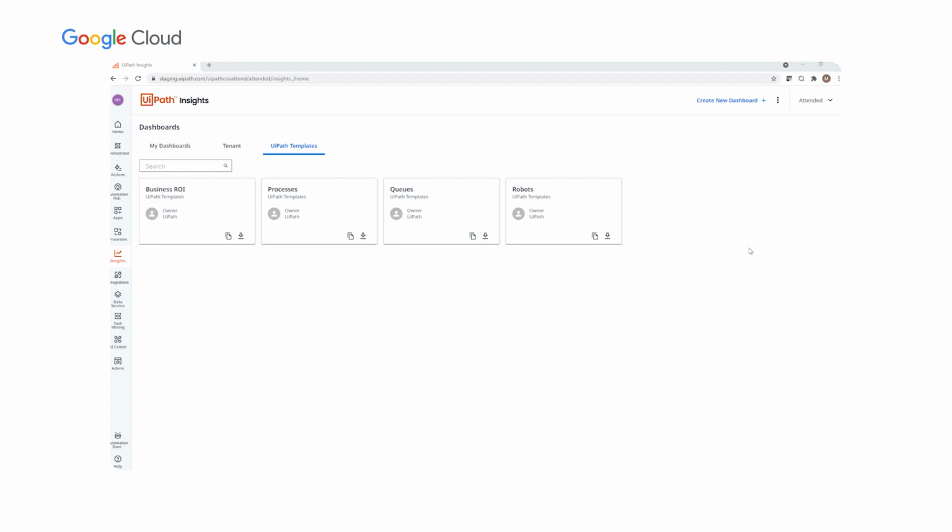All right, and this is the homepage of Insights. So by default, we go straight to the UiPath Templates tab. Here we provide customers templates that are going to get them 75 to 80% of the way there when it comes to building reporting for their business needs. So we have very basic operational things like processes, queues, and robots. This is all about checking things like how many times did my automations run? Did my transaction process successfully? How many hours a day are my robots working?